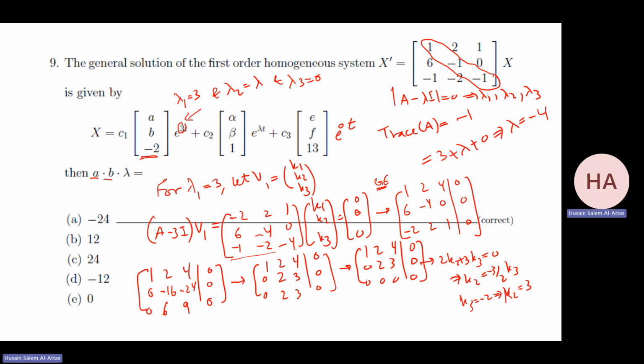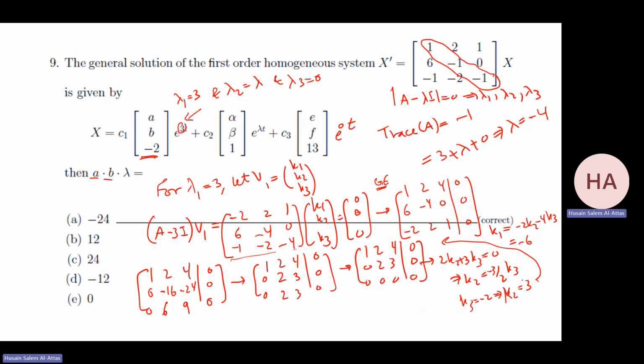I need K3 to be -2. I choose -2, I get 6. No, 3. Yeah, correct. I plug these two here. So I have K1 equal what? -2K2 -4K3. And this is what?